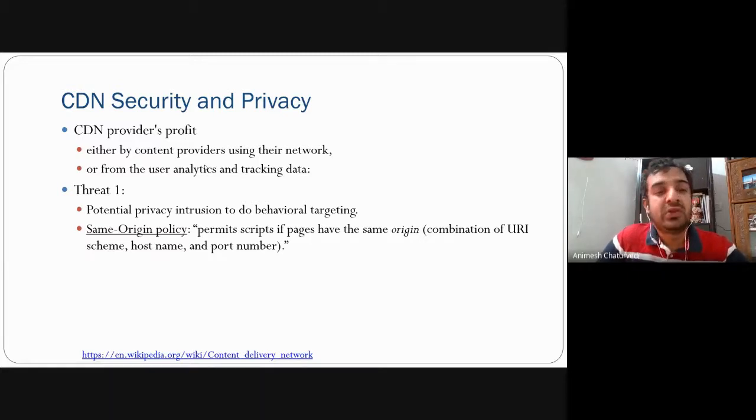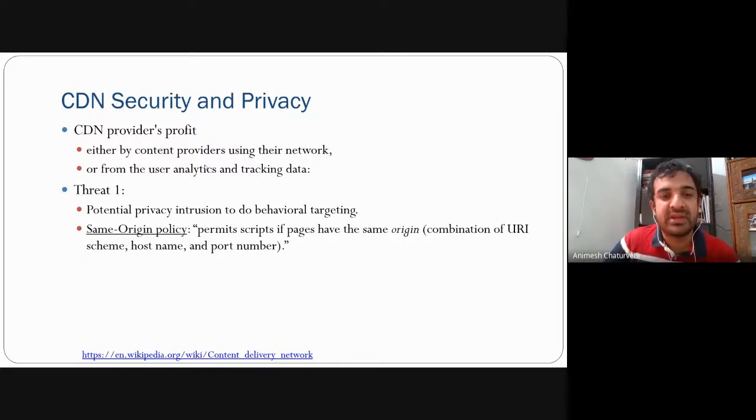Then there are two threats that we will discuss. Threat one says that there's potential privacy intrusion through behavioral targeting. What does potential privacy intrusion mean? So specific kinds of communities or persons are being targeted for privacy analysis, and this intrusion of behavioral targeting could be done. So how could it be solved? The solution is the same origin policy.